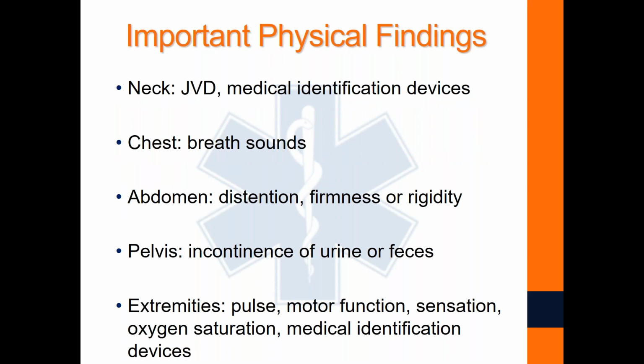In their neck, I'm looking for jugular vein distension. That's going to point me towards possible heart failure. It's also going to give me the opportunity to look at their neck and see if they're wearing a medical alert ID tag. When I look at their chest, I'm going to look for adequate rise and fall.